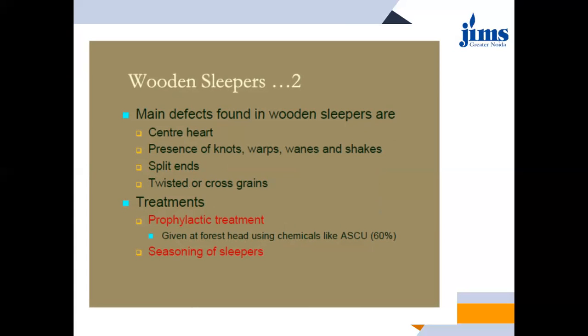Okay. So talking about wooden sleepers, there were certain defects found in them, mainly those found in timber itself, like center heart, presence of knots, warps, veins and shakes. If these kinds of defects, split ends, twisted grains or cross grains, were present in the timber to be used for wooden sleepers, these sleepers were rejected.